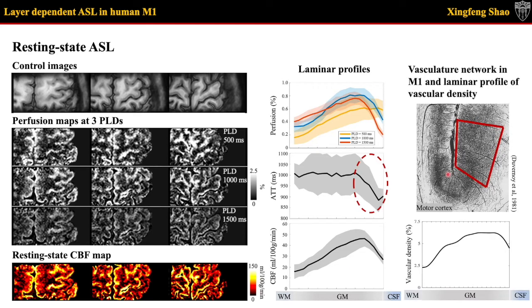If we look at this photo of the vasculature network of the central sulcus, the left and right sides are sensory and motor cortex respectively. The darker area indicates higher vascular density, so based on the inverted intensity within this red box, the relative vascular density profile can be obtained as shown in this plot. It matches very well with our CBF profile, which peaks in the middle layer and slightly towards the CSF boundary.